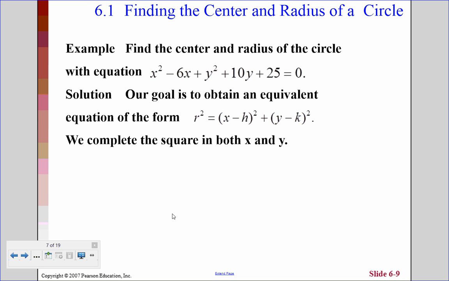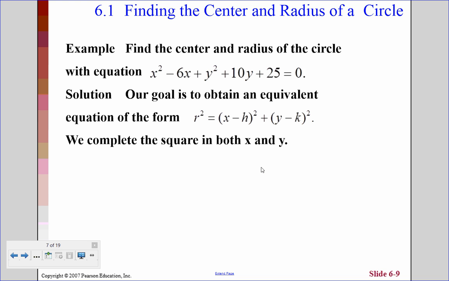Okay, so a lot of the problems you have for homework, one of the tougher ones, are examples like this. They give you an equation like this, and they want you to find the center and the radius of the circle with this equation. So the goal is to get this equation to look like this, where the center is at h and k, and the radius squared is r squared. To do that, we have to complete the square of both x and y.